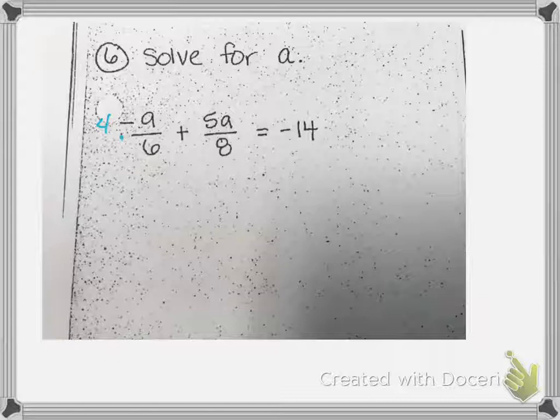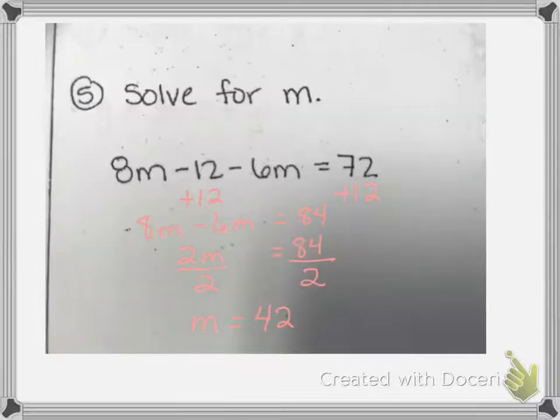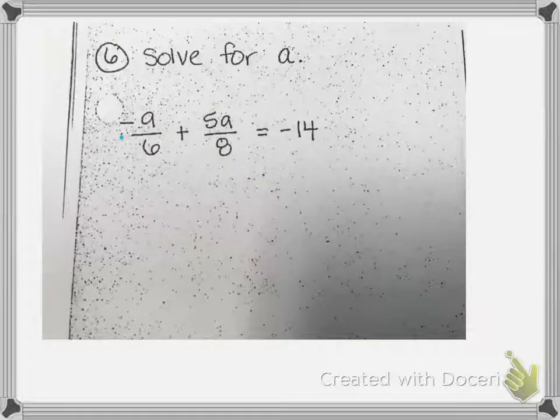We're solving for A, okay? Oops. Didn't mean to go back on you like that. I've got negative 9 over 6 plus 5, or not negative 9. That's a negative A over 6 plus 5A over 8. Okay, I need to get my 6 and my 8 to a common denominator. Between 6 and 8, the common denominator is 24.